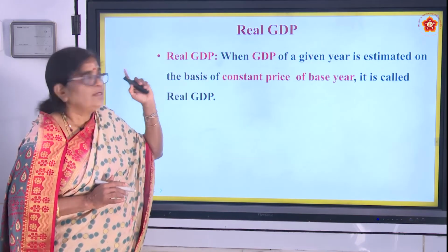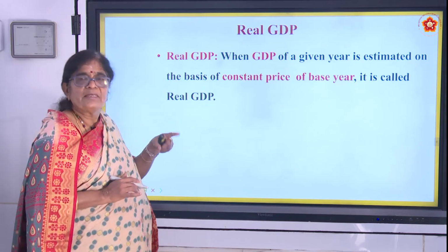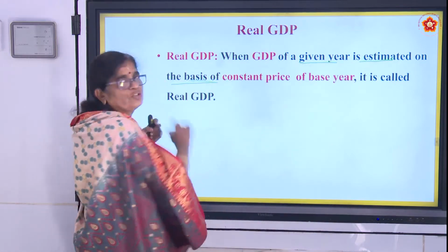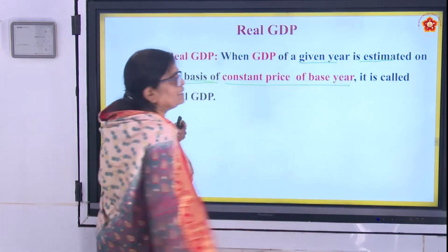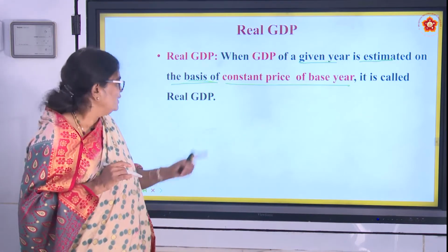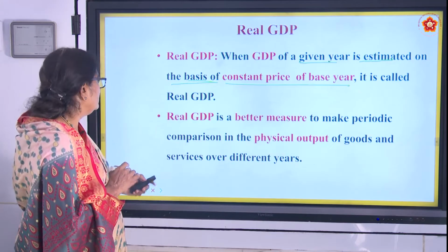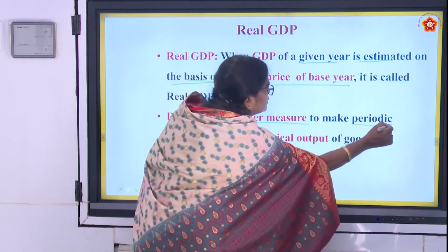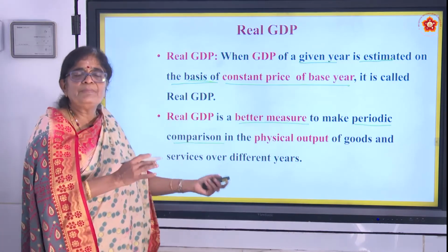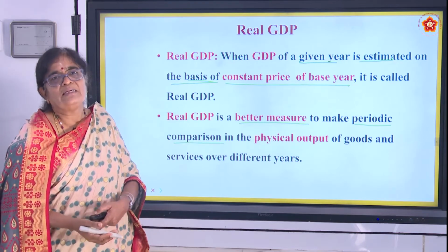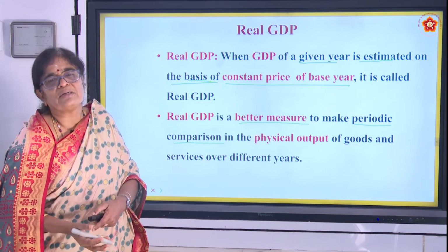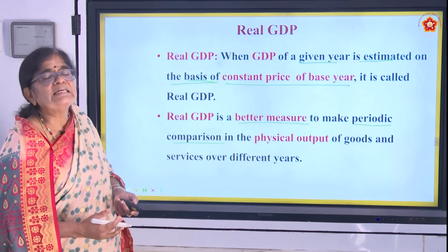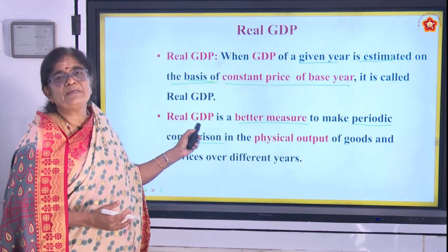Real GDP is the GDP of a given year, estimated on the basis of constant prices of a base year. I will explain with the example. Real GDP is a better measure to make periodic comparison. For example, we can compare the GDP of 2000 and 2001, or 2010 and 2011. For comparison between years, how much is produced in the country, how much economic growth has taken place, we can use real GDP rather than nominal GDP.